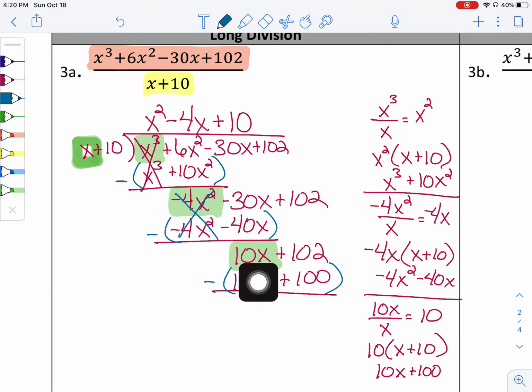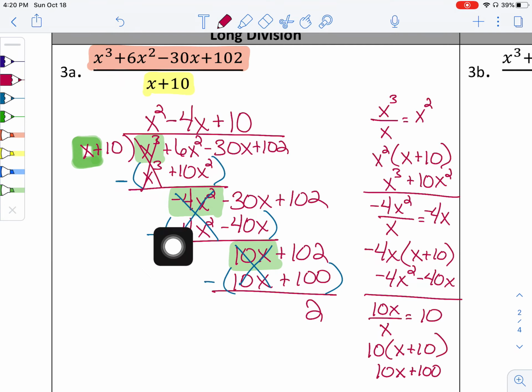So let's see, 10x minus 10x, they cancel out. And I'm going to pause here for a second and draw your attention to something if you haven't noticed it yet. Every time we go from one step to the next in this problem, these leading terms have to cancel out with polynomial division. So please make sure that's happening. If it's not, something's going wrong with your multiplication or your division. All right, back to our problem here. We've got 102 minus 100, which leaves us an answer of 2.